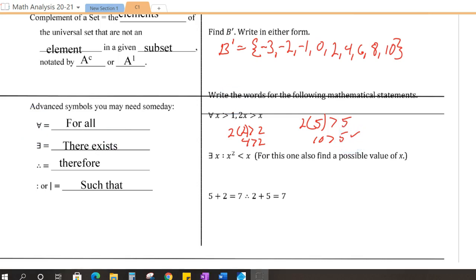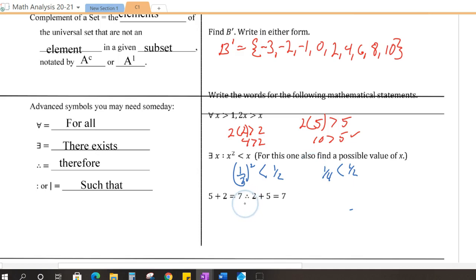Next, the backward E symbol means there exists. So this one is saying there exists an x such that x squared is less than x. Well, most people think that doesn't work. 5 squared is not less than 5. 25 is not less than 5. So it could be a little tougher. Think of fractions. What if I said my x is a half? Well, what's 1/2 squared? Yeah, 1/4 is less than 1/2. And so any fraction squared will be less than the original fraction.